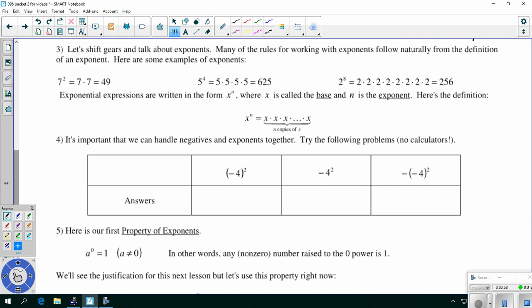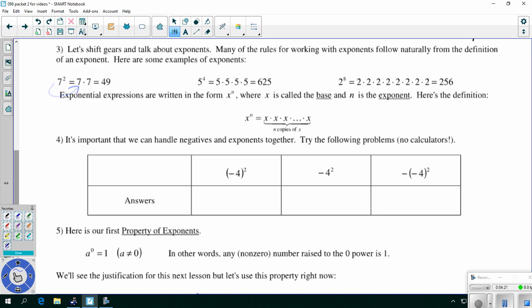Let's shift gears and talk about exponents. Many of the rules for working with exponents follow naturally from the definition of an exponent. Here are some examples of exponents. First one, 7 squared. We know it's 49, but why? Because that 2 is telling you two copies of the number. The number in this case is 7, and exponents are a shorthand way to say repeated multiplication. So it's always multiplication for exponents.